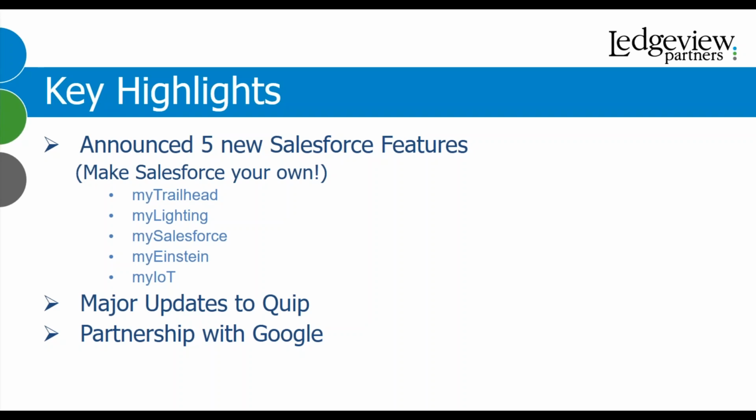So they've bundled these. These items have been in the works for some time, but what we saw at Dreamforce is the consolidation of those features. I'll talk about each of these 5 items. They're calling them My Trailhead, My Lightning, My Salesforce, My Einstein, and My IoT. I'll walk through those and what that means for you guys.